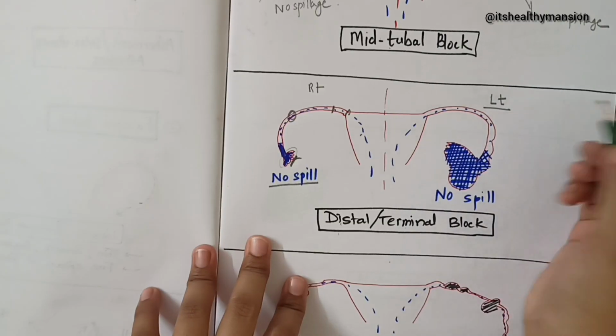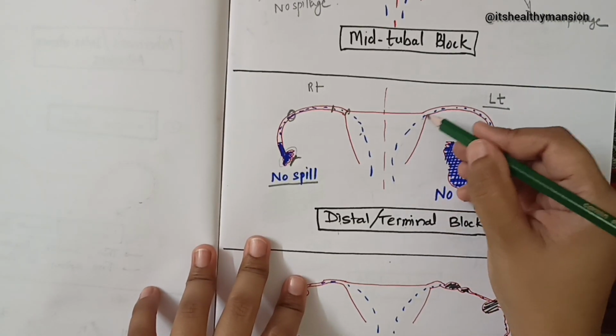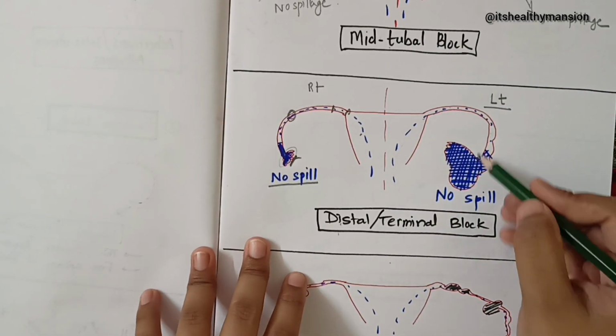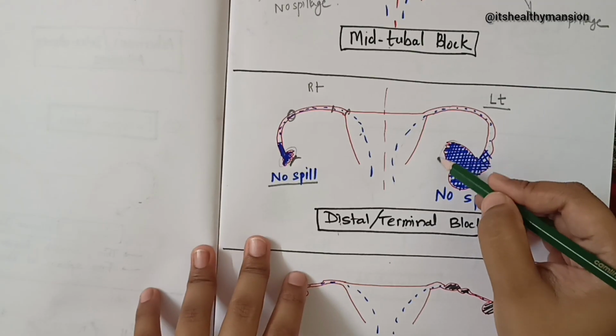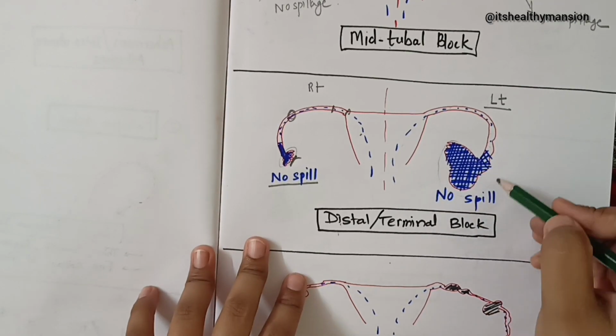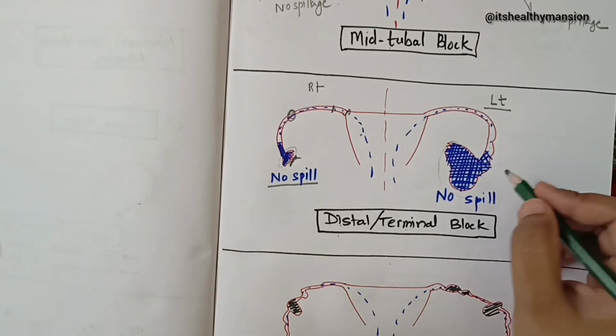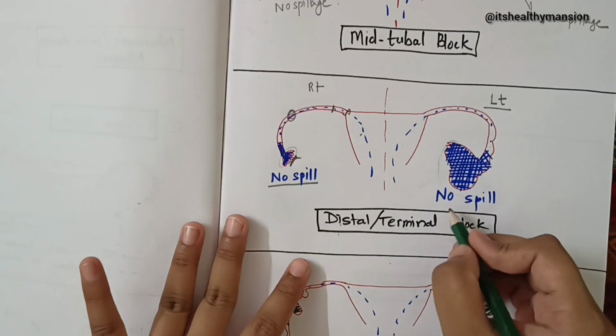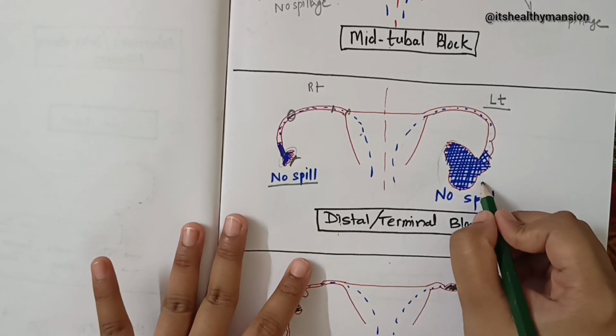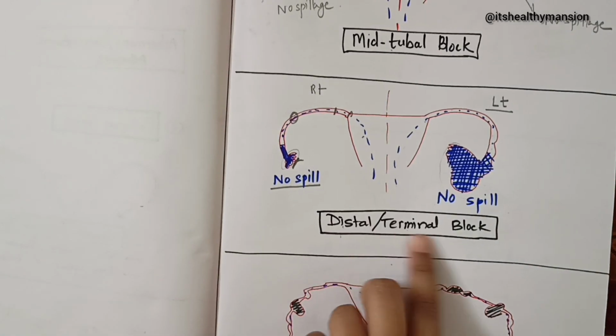Now we are going to see the left. I have shown here the left, as I showed in the mid-tubal block also. In the left also, the terminal block is swollen and inflamed. So this may be a hydrosalpinx. It is dilated, so there is no spill here also. So we may call it a distal and terminal block.